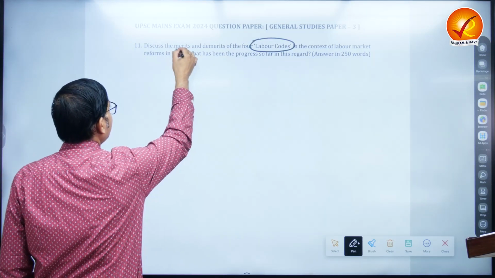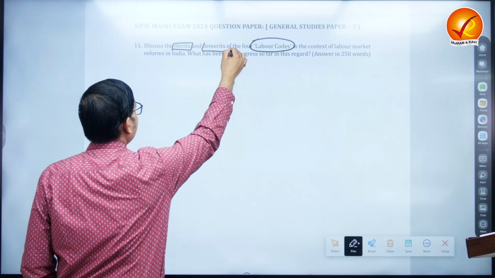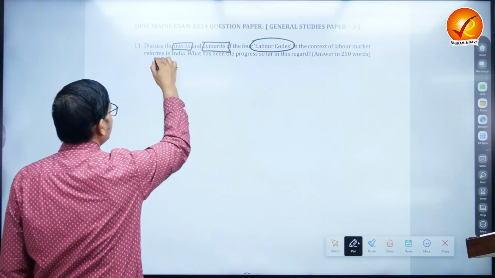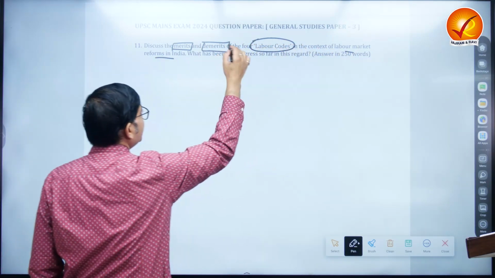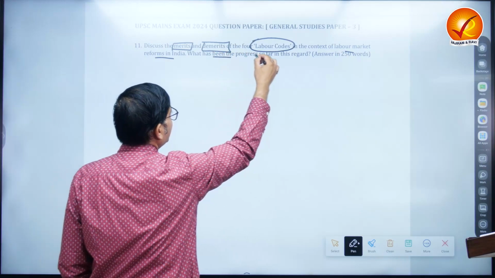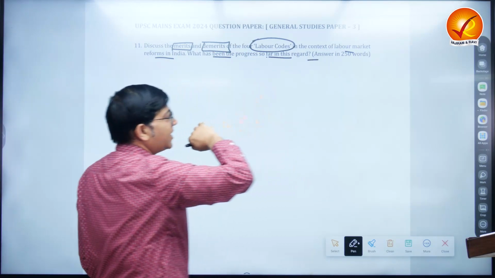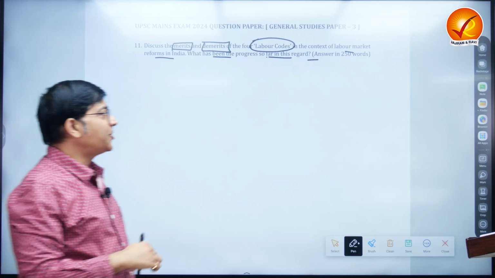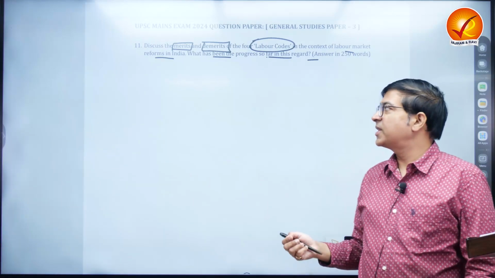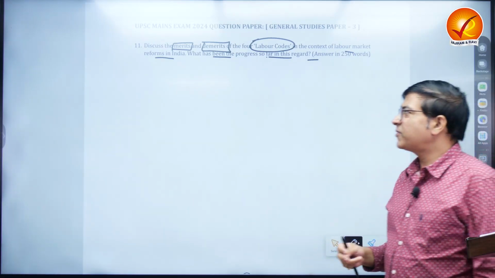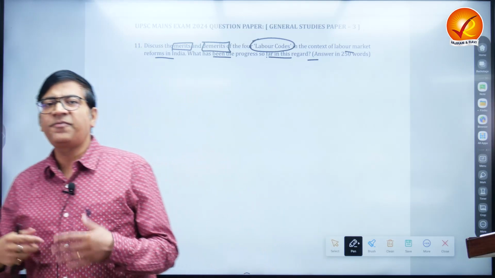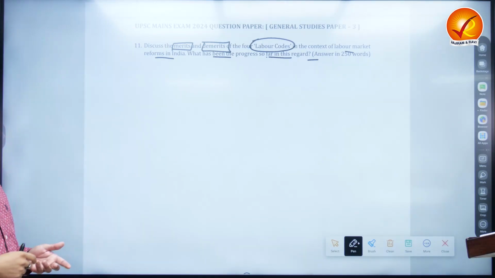The question was asking about merits and demerits of the labor codes in the context of labor market reforms, and then how has been the progress so far in this regard. You have 250 words, so more space to write over there. Whenever you have a 250 words question, you can enjoy the freedom a little more in order to elaborate.